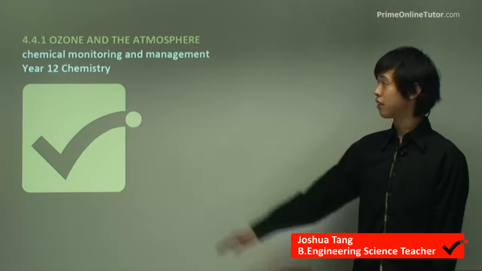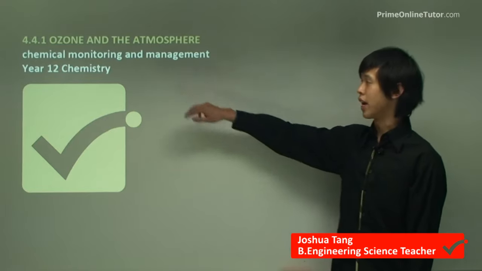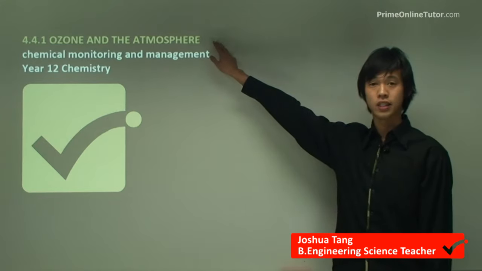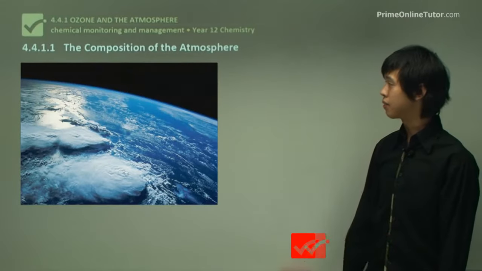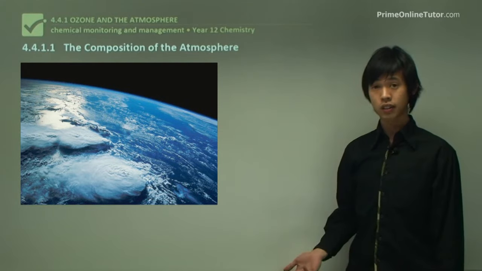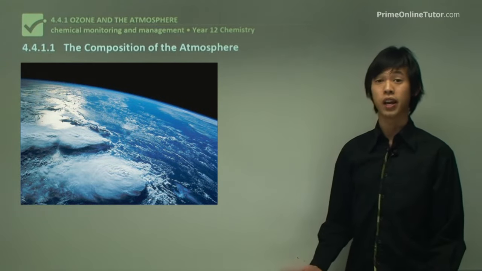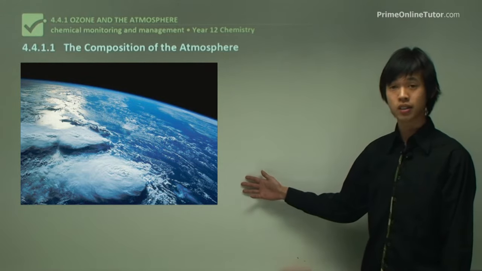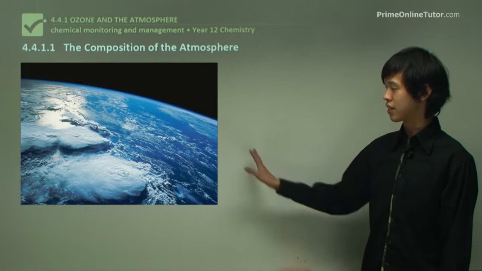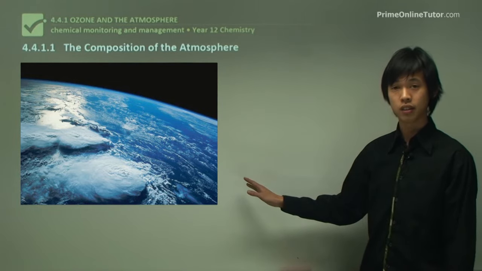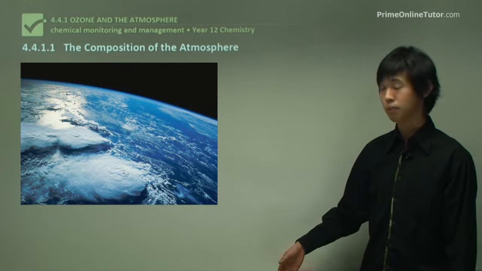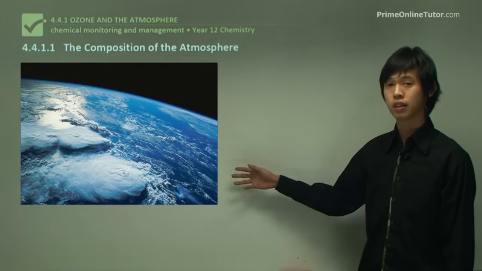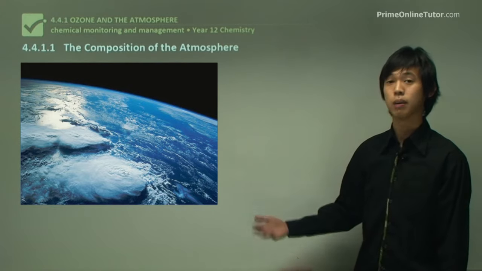We'll be in the module of chemical monitoring and management, and we'll be studying ozone and the atmosphere today. Okay, so today we'll start with what is the atmosphere and how is it composed and what is it made out of. Okay, so here you have a lovely picture of the Earth from outer space, and then the atmosphere, we can see the clouds and various other components of it. But in this lesson, we'll try to see exactly what makes up the atmosphere and how it helps us to survive.